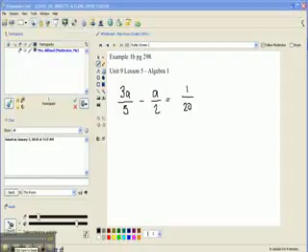This is an explanation for example 1b on page 298 of the Algebra 1 book. This is Unit 9, Lesson 5. I have written on the screen the problem from example 1b. We want to actually find the least common denominator of these fractions so that we can rewrite this equation without having fractions. It's much easier to solve that way.